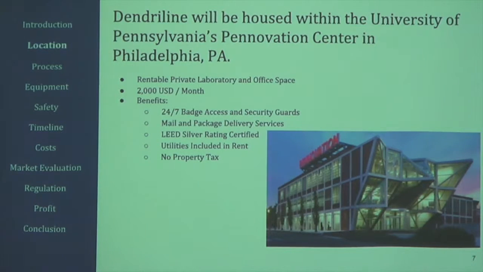Our rent would be $2,000 a month initially, and if we find later that we need more space, we can always rent additional space for more cost. So that's really nice that they have varying sizes depending on your need. Along with that rent, it includes 24/7 badge access so that we know our lab would be secure at all times and it wouldn't just have random students or other people wandering in. In addition, we have mail and package delivery services included, and the building is LEED Silver certified so that we know the water's clean, the air is going to be good, and we're not going to introduce contaminants into our materials that way.